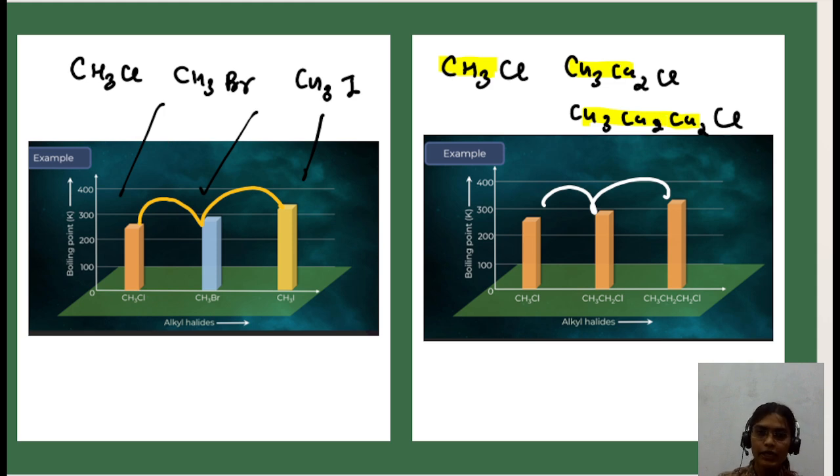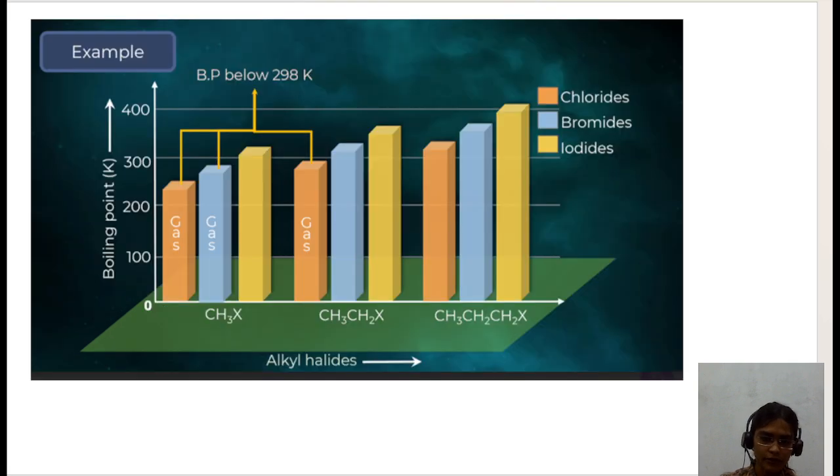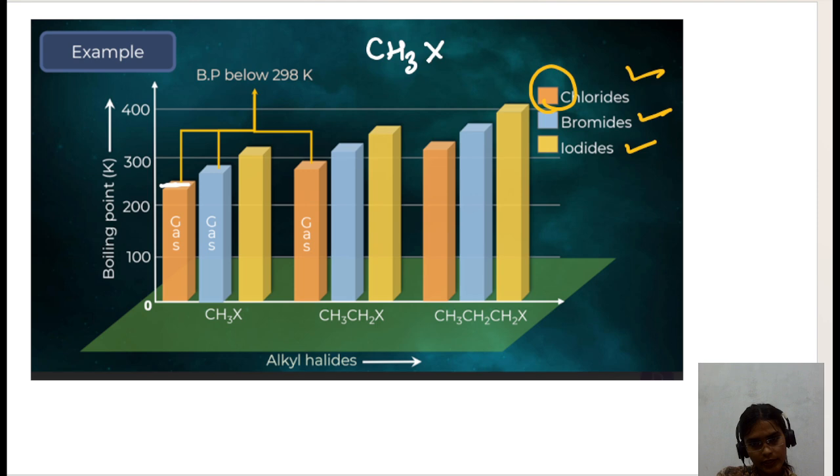Okay, now let's compare one more important point here, the last slide of the comparison of the boiling point. Observe this. What is written there? This orange one is chlorine, this blue one is bromine, and this yellow one is iodine. If you are using CH3X, X can be chlorine, X can be bromine, or X can be iodine. All three are present in the gaseous state.